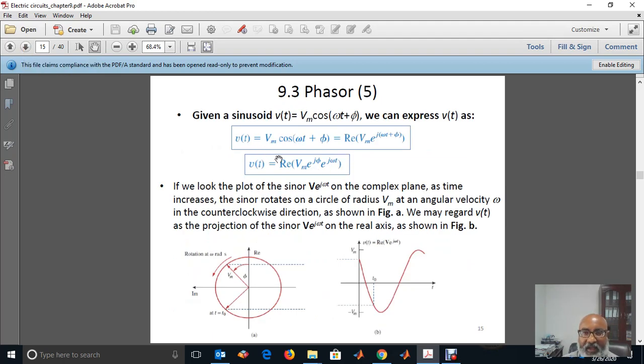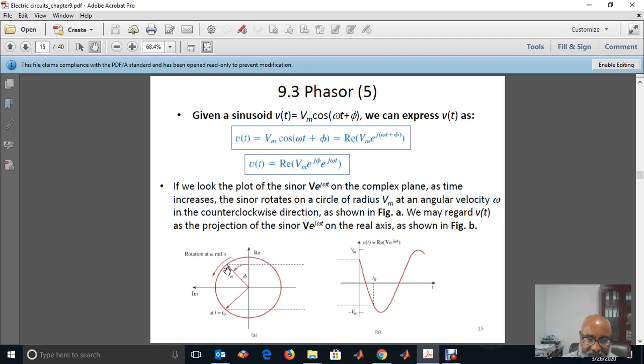In general, how do we change from phasor domain to time domain? Okay, if I have a certain signal Vm e raised to j phi, we multiply by e to the power of j omega t and take the real part. The real part of Vm e raised to j phi times e raised to j omega t will give me Vm cos of omega t plus phi. So in this way, I change the phasor form to time domain form.